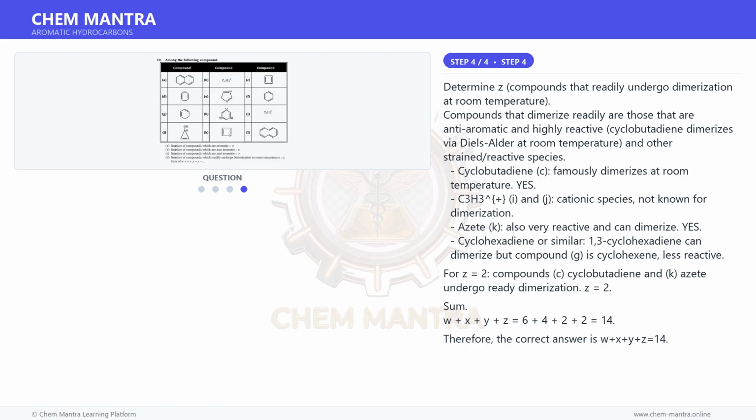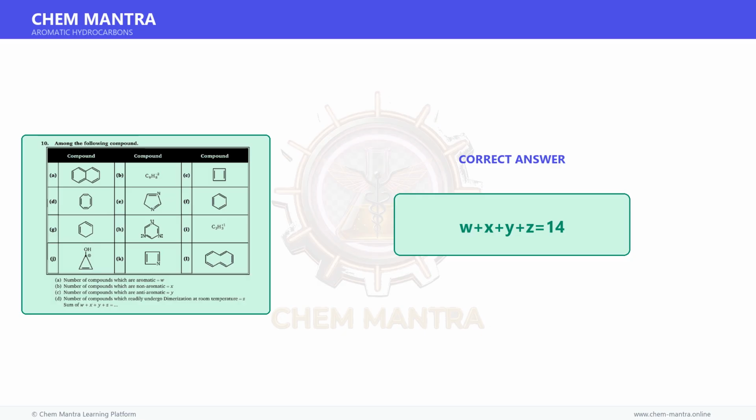Sum: W plus X plus Y plus Z equals 6 plus 4 plus 2 plus 2 equals 14. Therefore, the correct answer is W plus X plus Y plus Z equals 14. The correct answer is shown on screen.